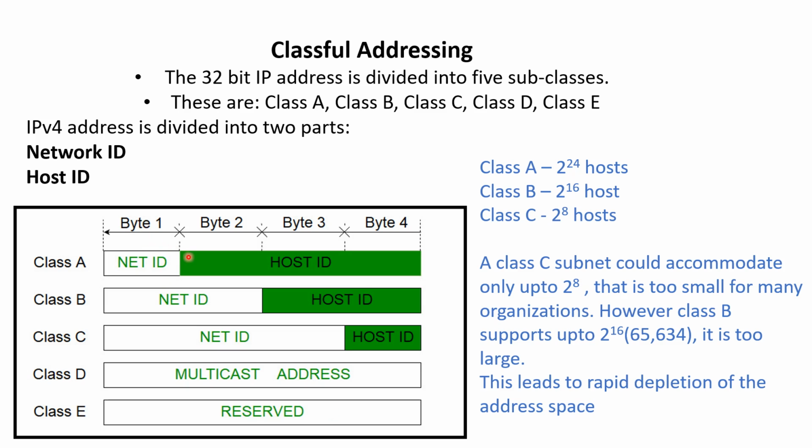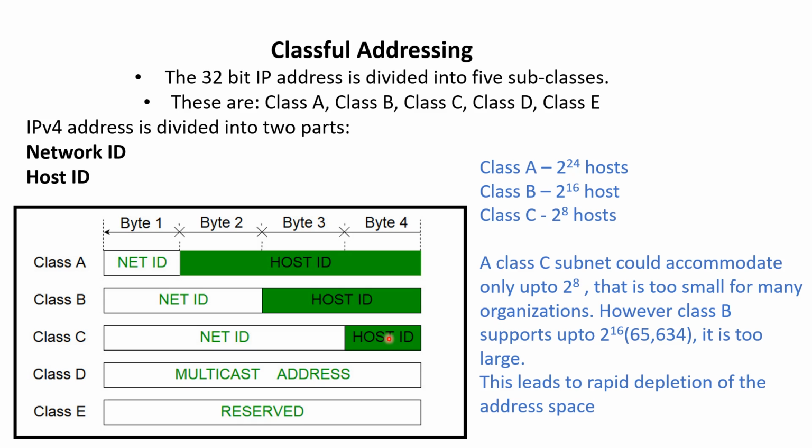In the case of Class A, we have 2 raised to 24 hosts that can be connected in a network of Class A type, whereas in a Class B network we can have 2 raised to 16 hosts. In Class C we can have 2 raised to 8 hosts. So here the number of hosts is 2 raised to 8, meaning 2 raised to 8 different hosts or devices with unique identification can be represented.